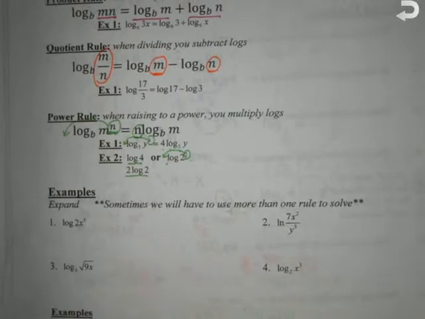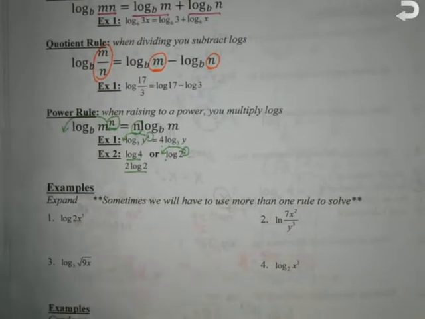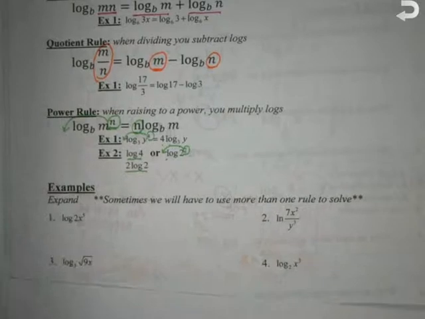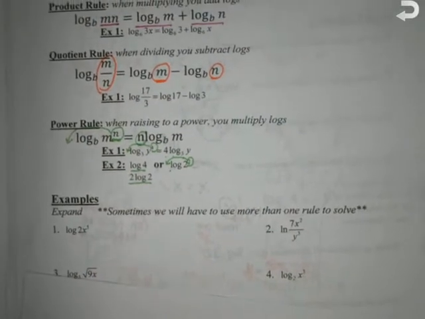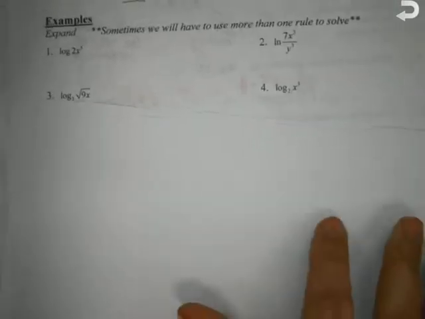Okay, and then all they want us to do in examples 1 through 4 is to expand these logs using the different rules that we have. And I don't think I can get all the rules and all of the examples up here, so I'm just going to have them right here. Okay, so let's do this together.